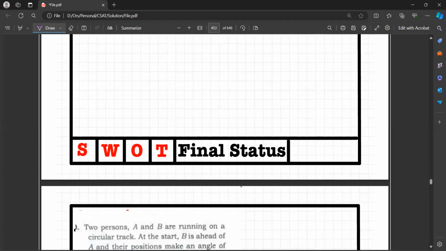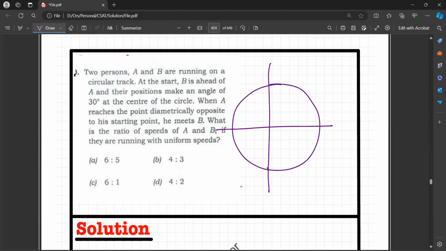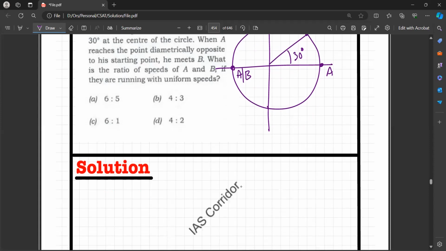Coming to the next problem. Two persons A and B are running on a circular track. This is the circular track. A and B are running. A at the start, B is ahead of A and their position is making an angle of 30 degree with the center. This is the B's position and this is the A's position, which is making an angle 30 degree at the center. When A reaches the point diametrically opposite to his starting point, that means A reaches here, he meets B, then A, B are both at the same point. What is the ratio of the speeds of A and B if they are running with a uniform speed?